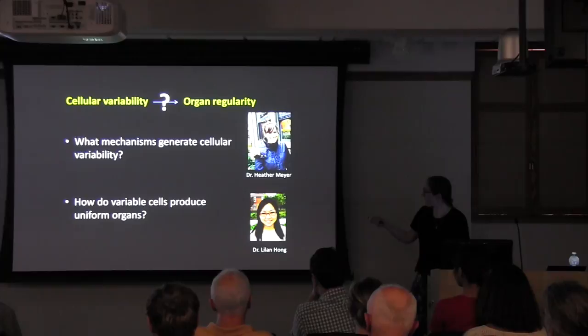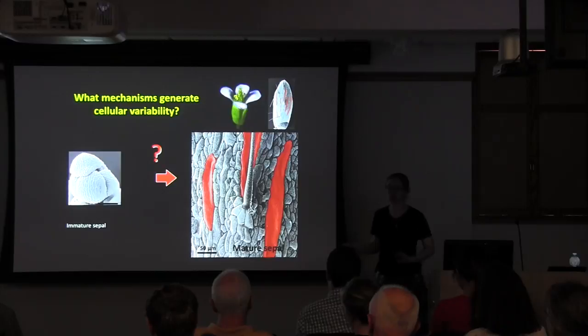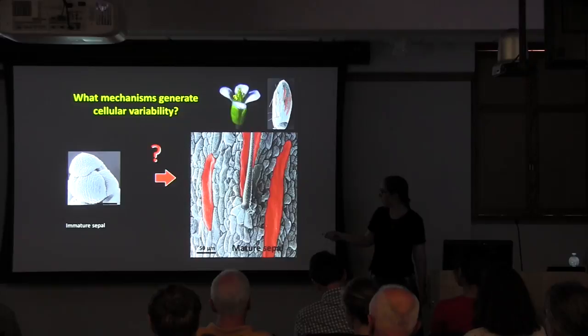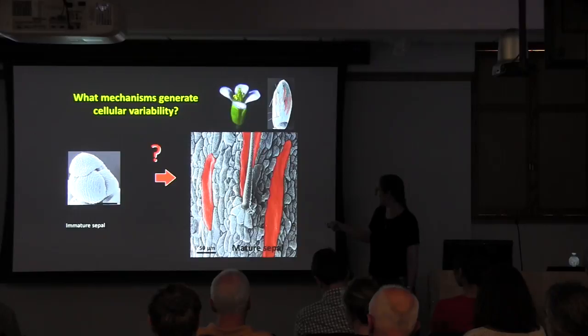OK, so let's start with this first question. How do we get this cell variability? And we want to look at this as a typical patterning question and ask particularly about giant cells. How do we get the pattern of giant cells interspersed between small cells? And so if we think about this in a developmental patterning setting, we think about we've got a small immature sepal primordium where the cells are all uniform. They're all the same. And how does a single cell decide it's going to become a giant cell or it's going to become a small cell?